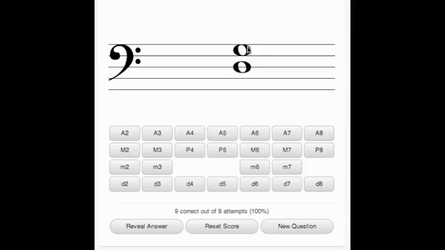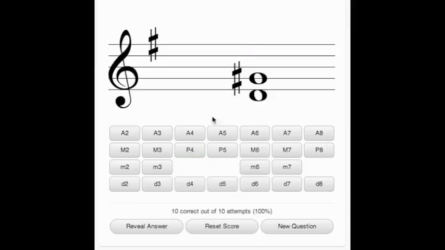So in this case, we've got a G. We're looking for D to a G natural. G would occur in the key of D major. Therefore, we're going to call this a perfect fourth. Let's click the button here and find out if we're right. Correct. Perfect fourth.